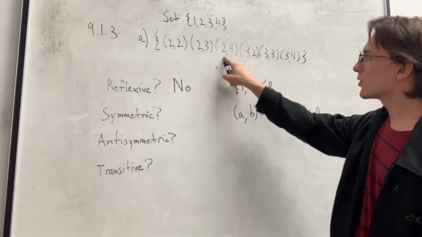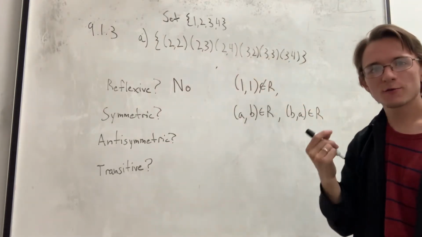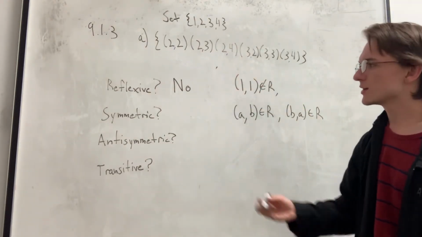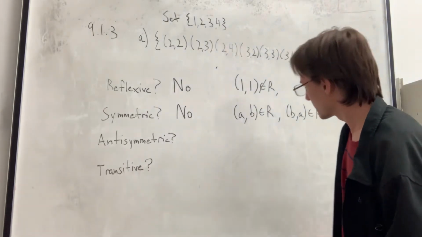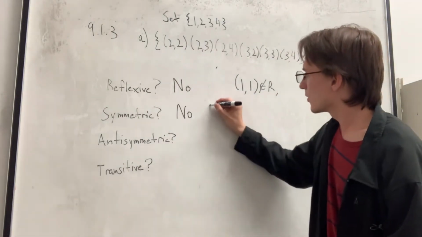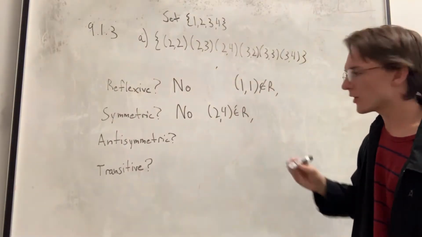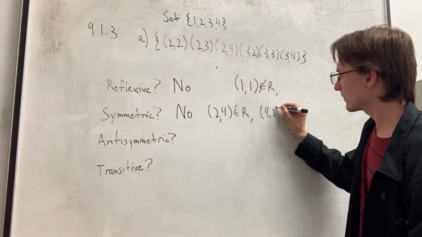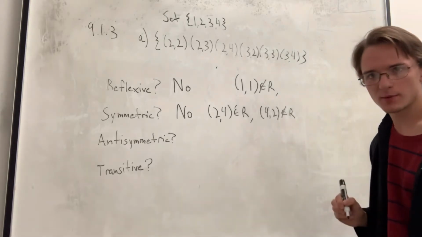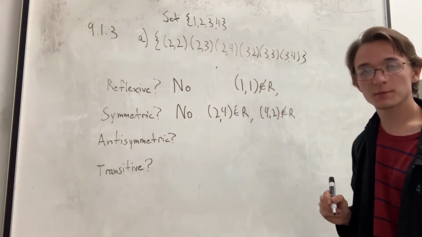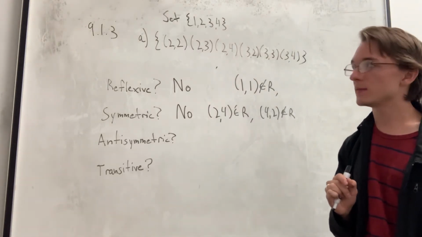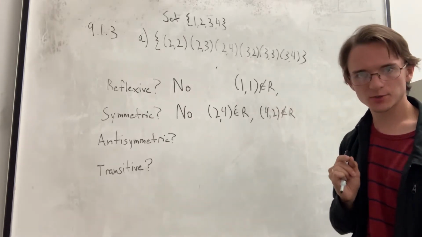However, (2,4) does not have a (4,2) to complement it. So it's not symmetric. We have (2,4) in our relationship, but we don't have (4,2) in our relationship. So it fails being symmetric in one case, so the entire relationship is not symmetric.